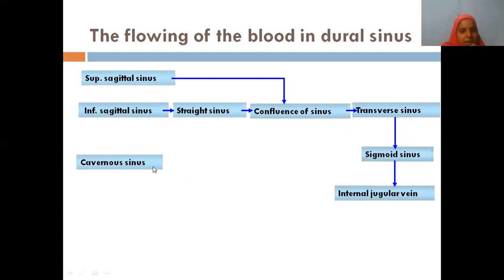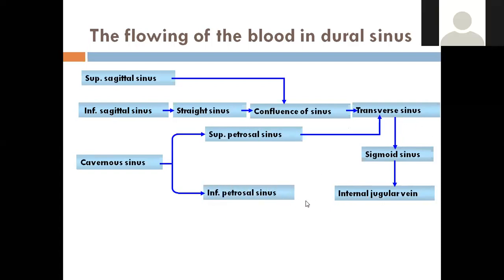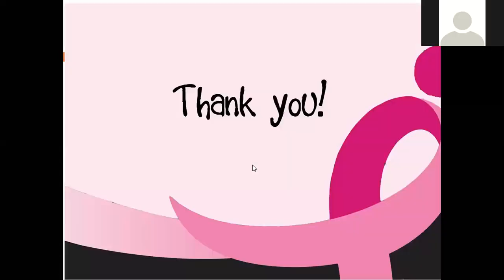If you trace the cavernous sinus venous drainage, through the superior petrosal sinus it will be draining into the transverse sinus, then into the sigmoid, and the journey continues. The inferior petrosal, as we have just learned, drains directly into the internal jugular vein. I hope you understood this.